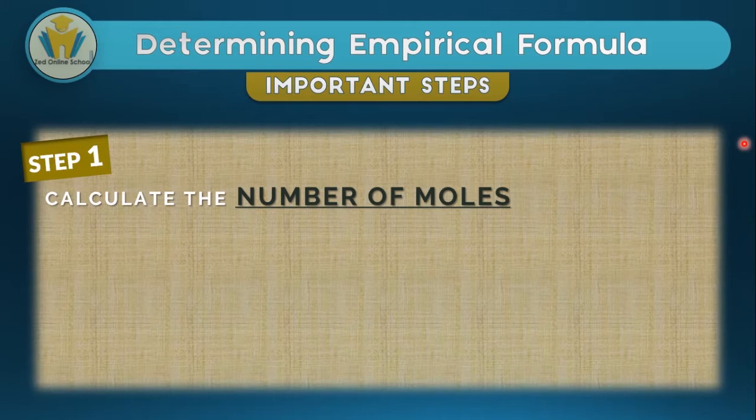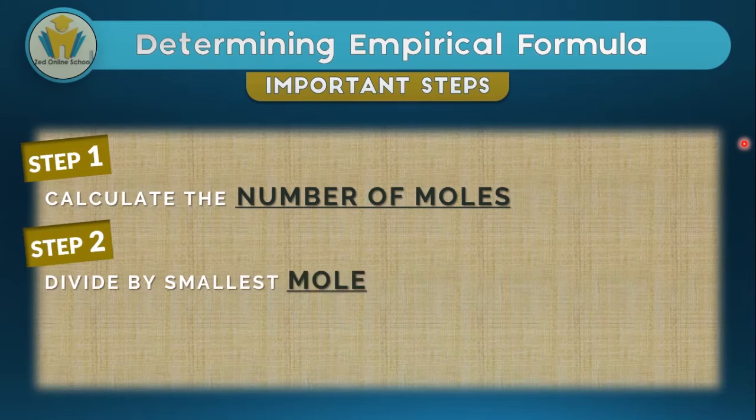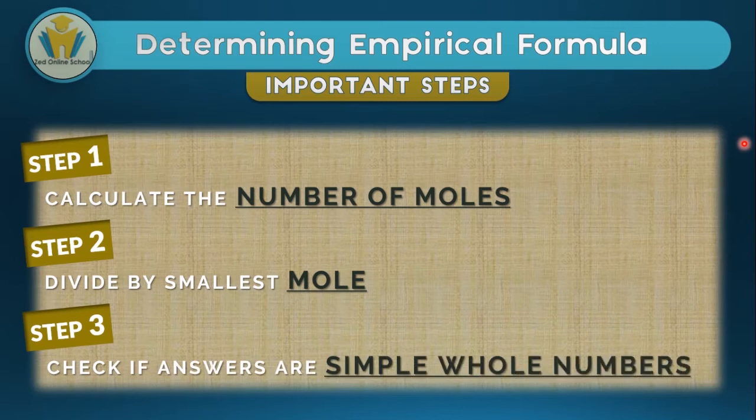After we have found the number of moles, we need to find the simplest ratio. And therefore, we're going to get the smallest number of moles that we'll find and divide it throughout. After we do that, we need to make one important step. We need to check if our answers are simple whole numbers. With these 3 steps, I'm assuring you, you will get most of your empirical formulas correct. Let's dive into some examples so that you can understand this even further.